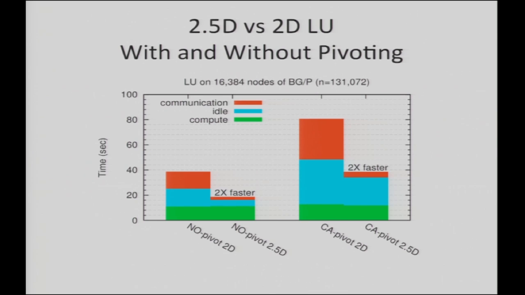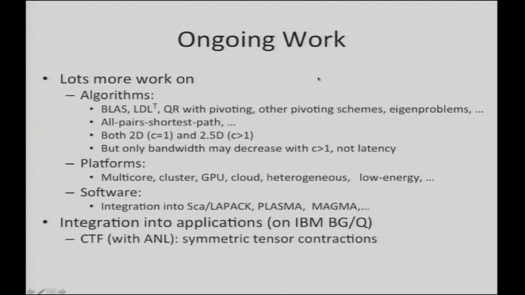Okay, so that is a summary of all the ongoing work. Let me just summarize all the other things because linear algebra is pretty big. We have work on the rest of the BLAS, on symmetric and definite factorizations, on QR with pivoting. QR with pivoting means you want to put the most independent columns at the beginning, your pivoting columns. There are lots of other pivoting schemes like complete pivoting. There's eigenvalue problems. All pairs shortest path. We have the world's fastest algorithm for that.